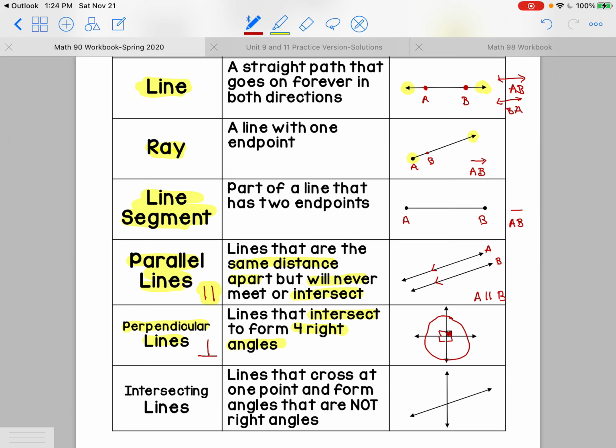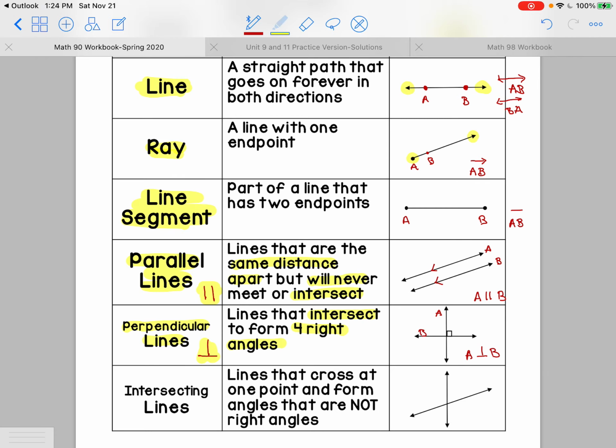If we have lines, let's call this line A and this one line B. We could say that line A is perpendicular, using this notation here, to line B. We have that noted over here. It just shows how those lines relate to each other.